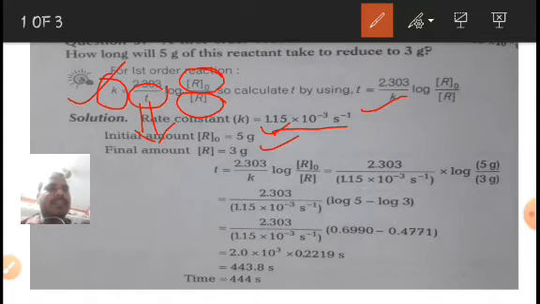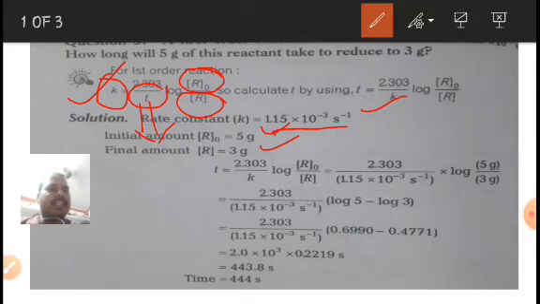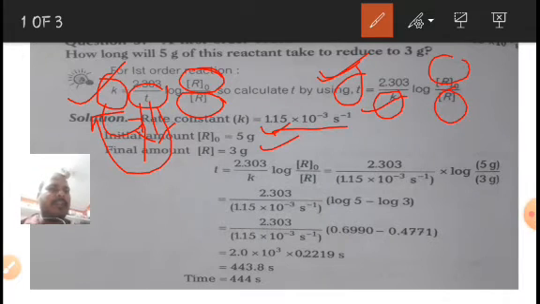So he is saying that it is a first order reaction. For first order reactions, the equation is K is equal to 2.303 by T log A by A minus X, or R naught by R. Here we want T, so I am moving K to this side and T to that side. You can simply substitute these values and find the T value. So T is equal to 2.303 by K log R naught by R.